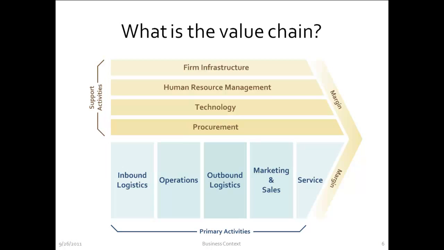So, for example, procurement activities, which are how does it select the raw materials to buy, how it sets up relationships with its suppliers. That's procurement, and that's a secondary activity. In other words, it's not directly related to the making and selling of its product.